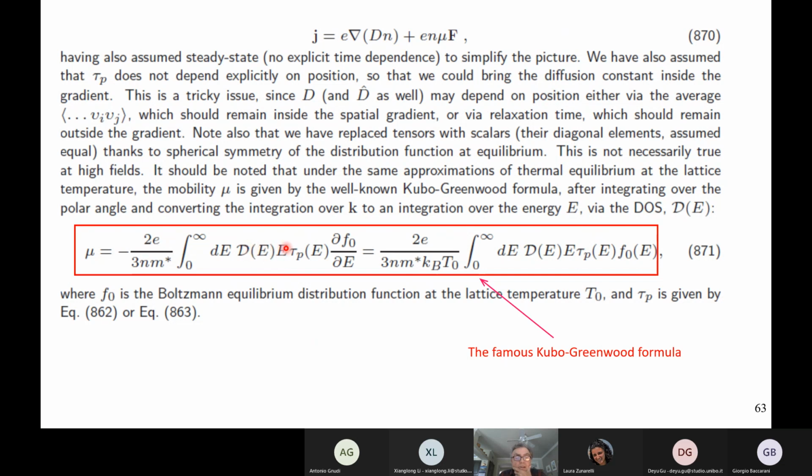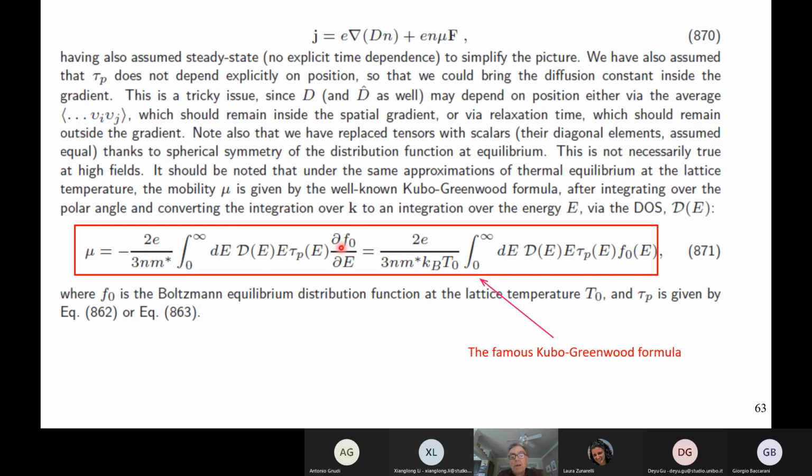Then it's simply the integration over the density of states, the average energy, the momentum relaxation rate at that energy, and then this is the derivative of the equilibrium distribution function over the energy. This has a peak at the Fermi level, of course, because f0 is flat for small energy, in the degenerate limit is almost 1 at small energy, approaches 0 at large energy, and it's around the Fermi energy that it decays. So this is essentially proportional to a spike at the Fermi energy.